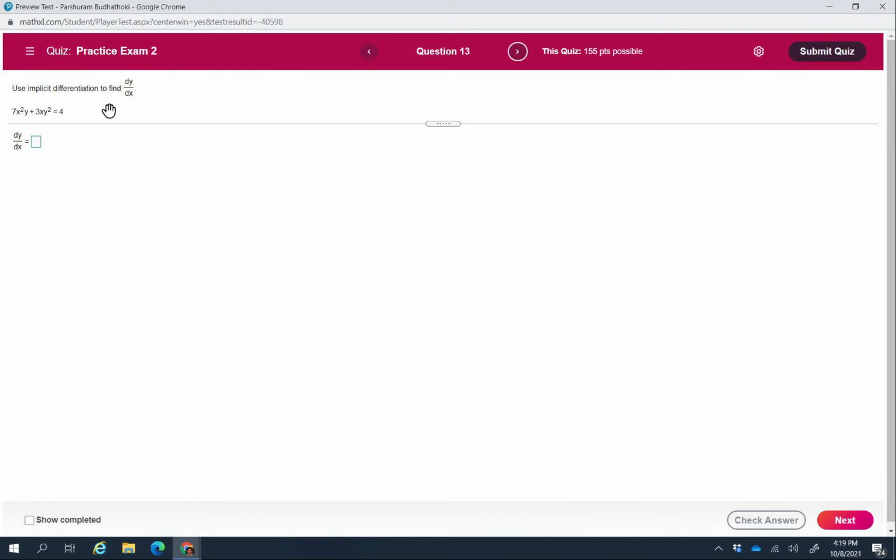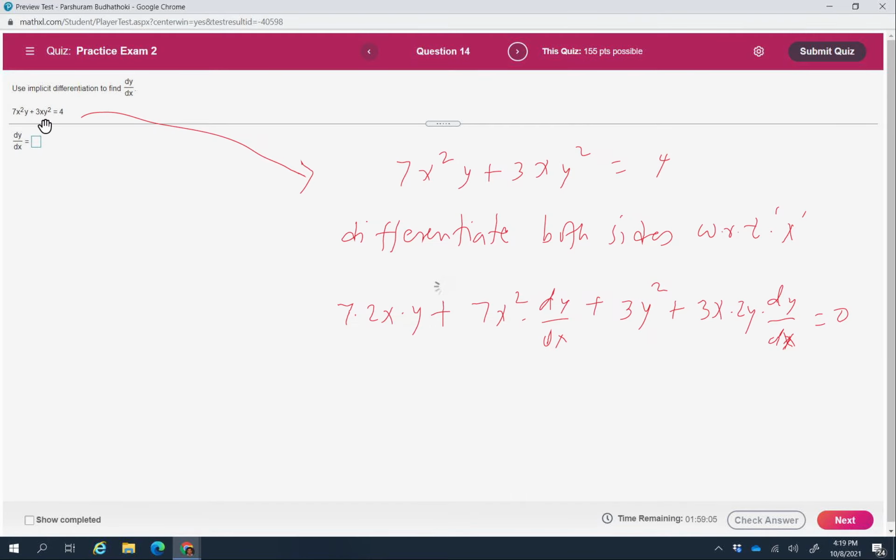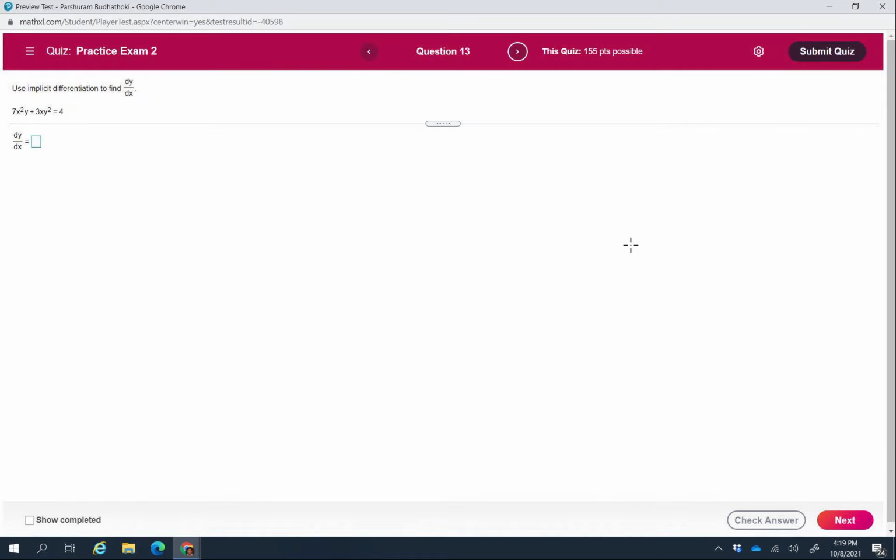So implicit differentiation, we need to find out dy over dx. Problem questions number 13 and 14 are the very same questions. To do this kind of problem, we always have to differentiate both sides of the equation with respect to x. And when differentiating both sides with respect to x, you have to keep in mind that whenever we differentiate y to the power n with respect to x, this is actually n times y to the power n minus 1 times dy over dx.